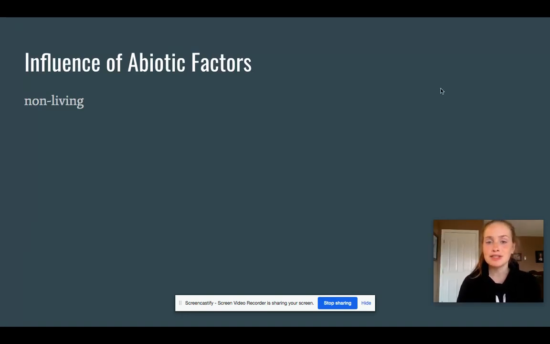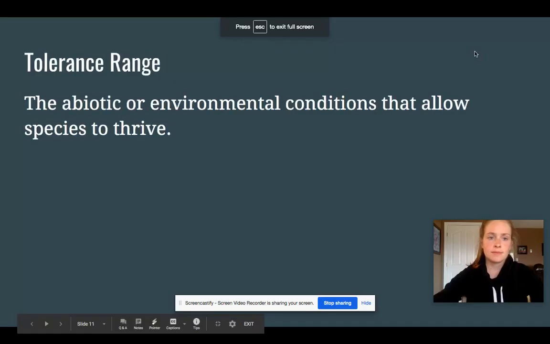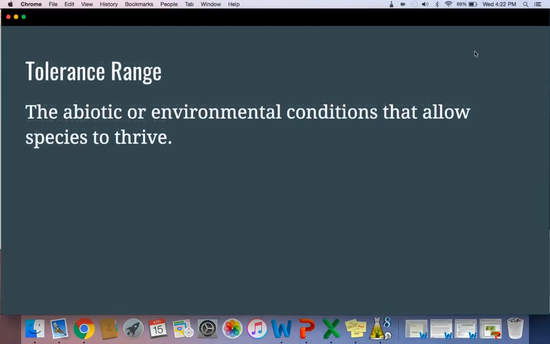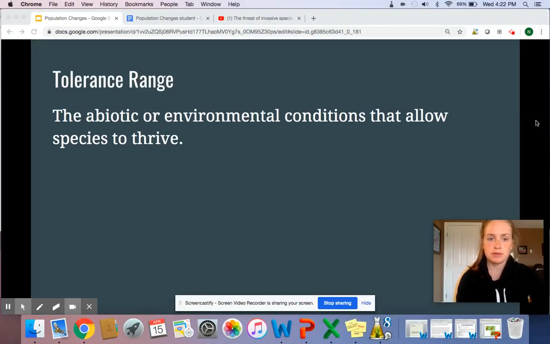Now that you've seen a few examples of both biotic and abiotic limiting factors, we're going to take a look at why abiotic factors specifically affect population changes. Every species is able to survive within a range of each abiotic factor. And the abiotic or environmental conditions that allow species to thrive is what we call the tolerance range. This means that if the conditions were to go below or beyond the range, then these species would not be able to survive.